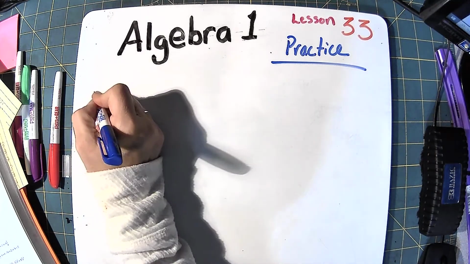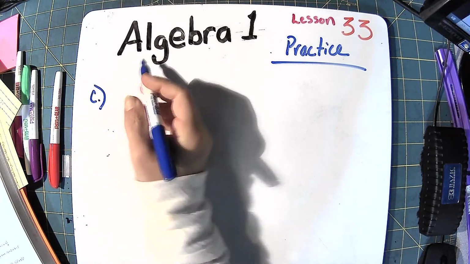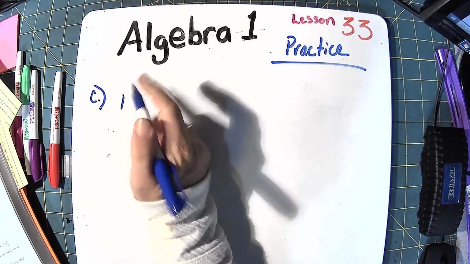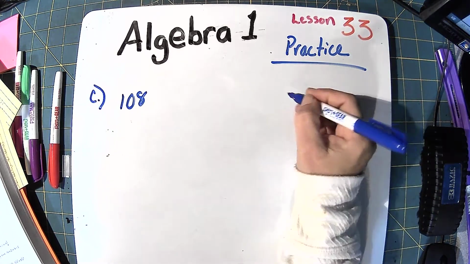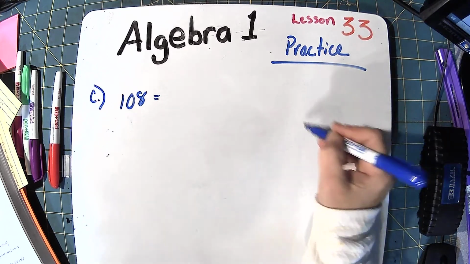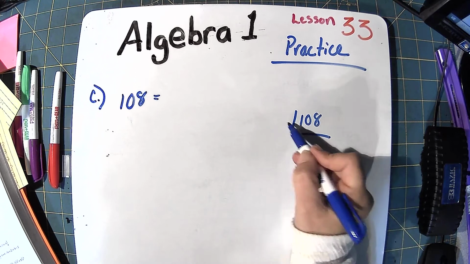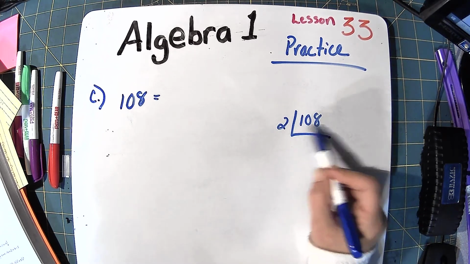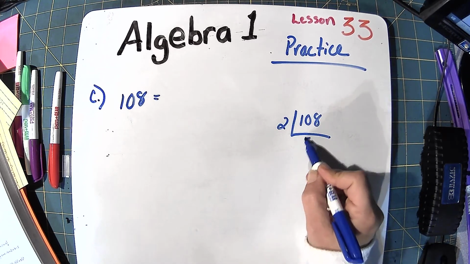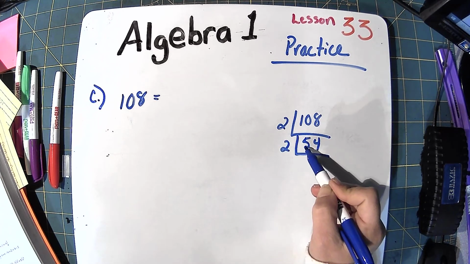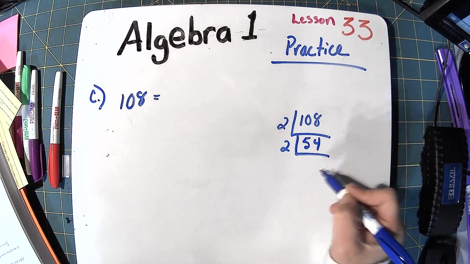All right, so C wants us to factor 108 into prime factors. 108. So I'm just going to do a factor tree on this one. Actually, I'm going to do the drop-down method. I'm going to divide that by 2. And I'm going to get half of 100 is 50, half of 8 is 4, so 54. And then I'll just divide by 2 again. Half of 50 will be 25, half of 4 is 2, so 27.